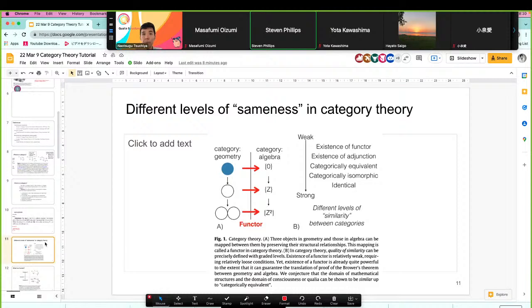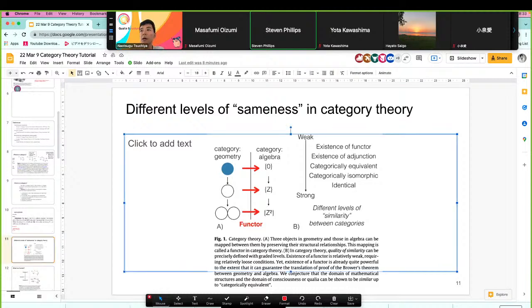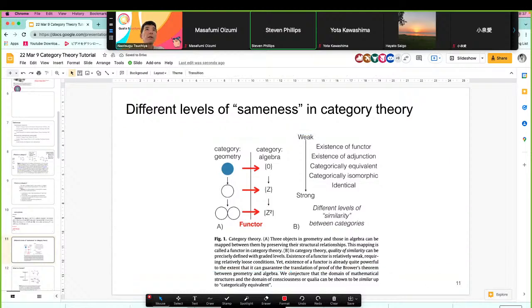Okay, so this is a figure from our 2016 paper, showing what the functor is, or the different levels of sameness in a quick summary. So here, what we talked about is already identity, like a thing and itself, where a thing doesn't change anything. And then what we also talked about is isomorphism. You can go from one to the other and then come back to the same location. But the other more useful kind of loose sameness is functor and adjunction and the equivalence. We don't have time to go to adjunction, but we'll talk next about functor.